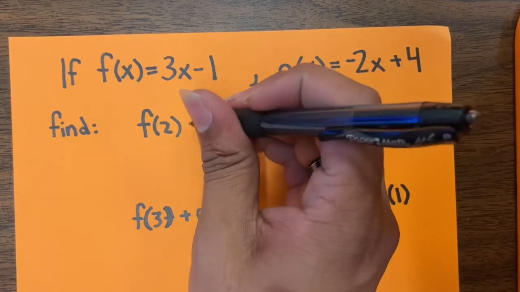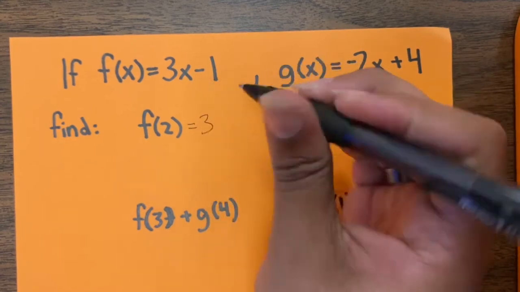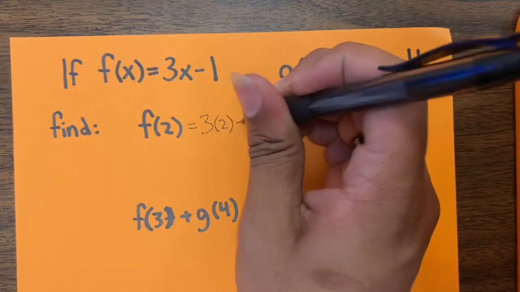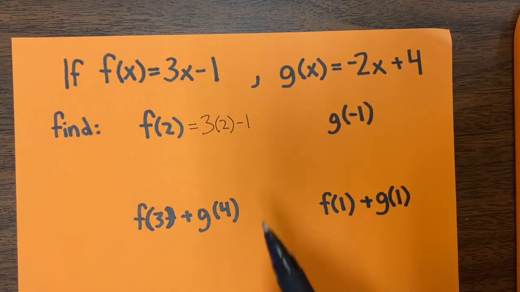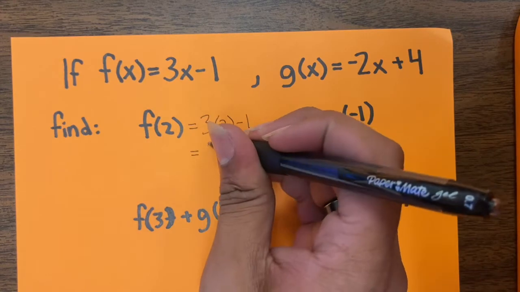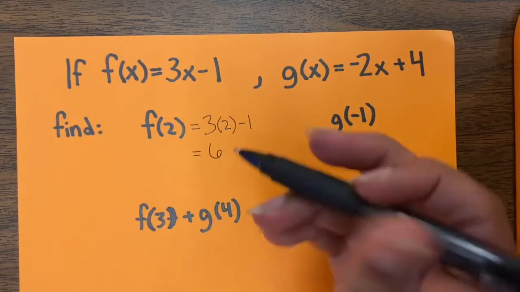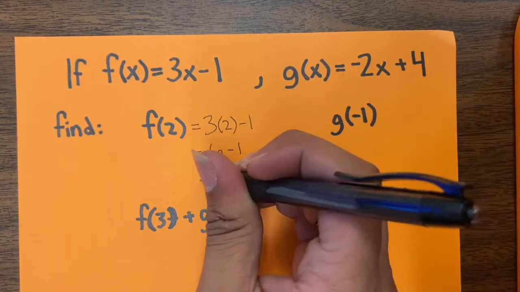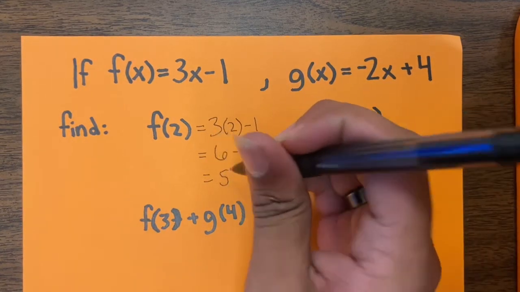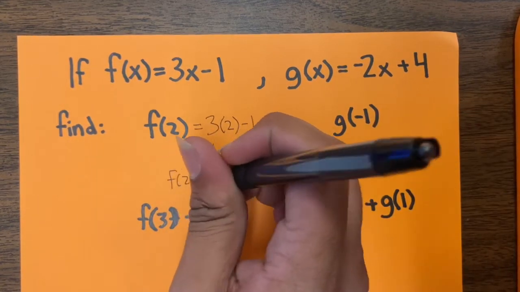So I have f of 2 equals 3, and then I see an x right here, so I'm going to plug in 2, minus 1. And then I'm ready to solve. So 3 times 2 gives me 6 minus 1 equals 5. So f of 2 equals 5.